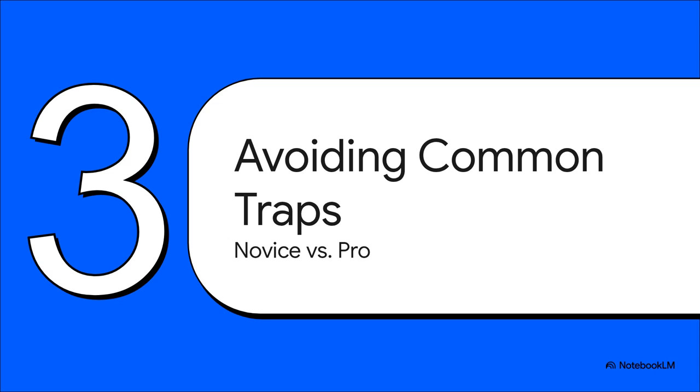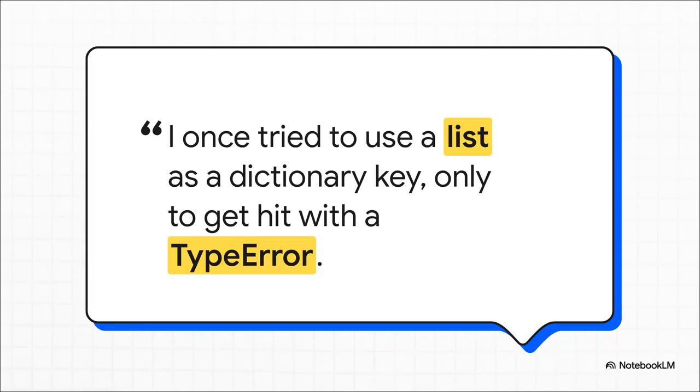All right, section 3, avoiding common traps. Now, knowing the basics is great, but what really separates a beginner from a pro is knowing what not to do. Let's talk about a couple of the biggest gotchas. And remember that second commandment we talked about, keys being immutable? Well, here's a perfect example of what happens when you forget. Developer Kieran McCons shared this experience.